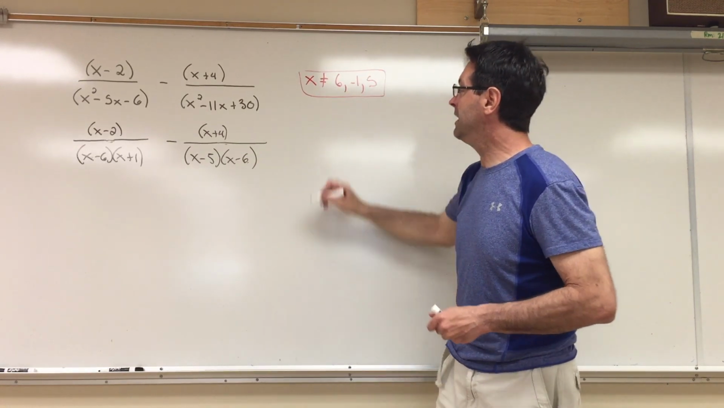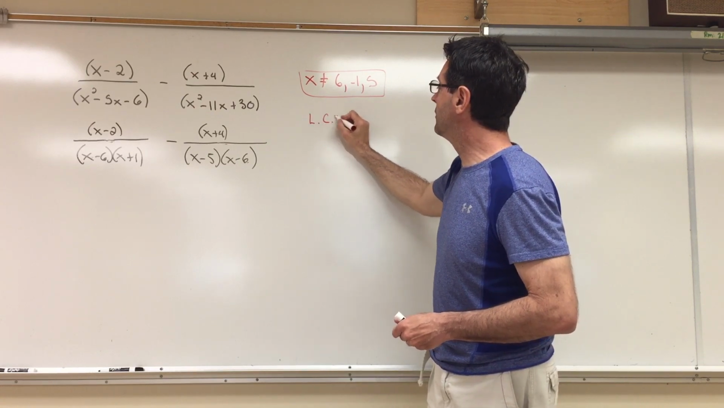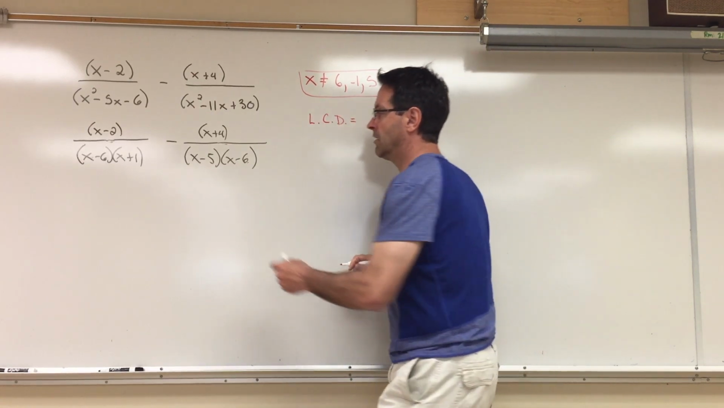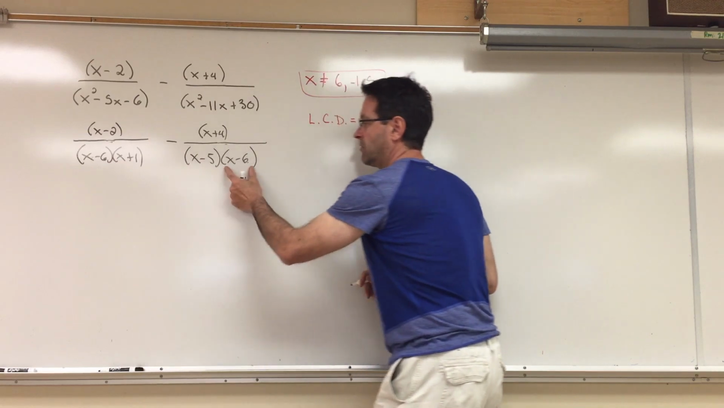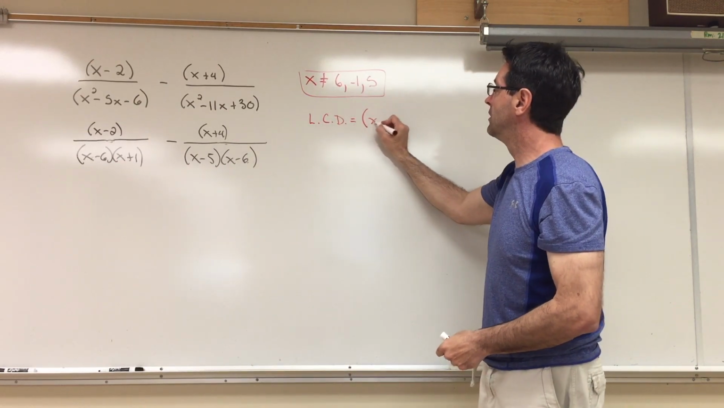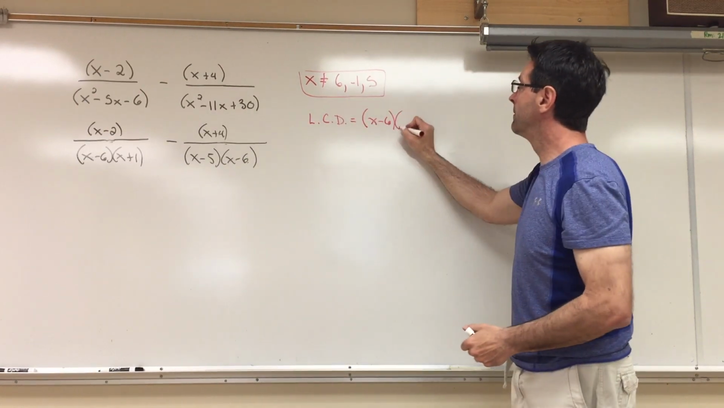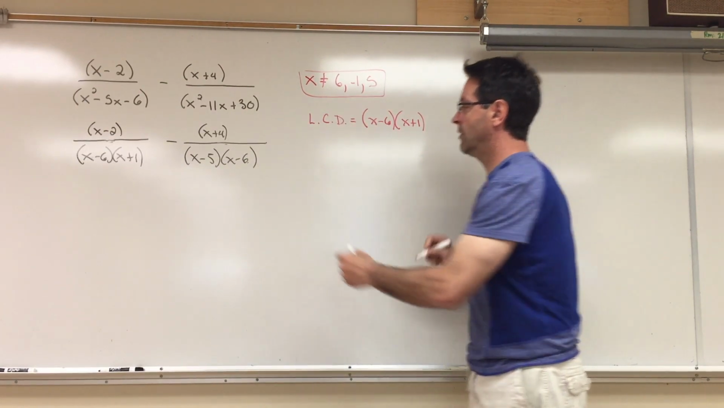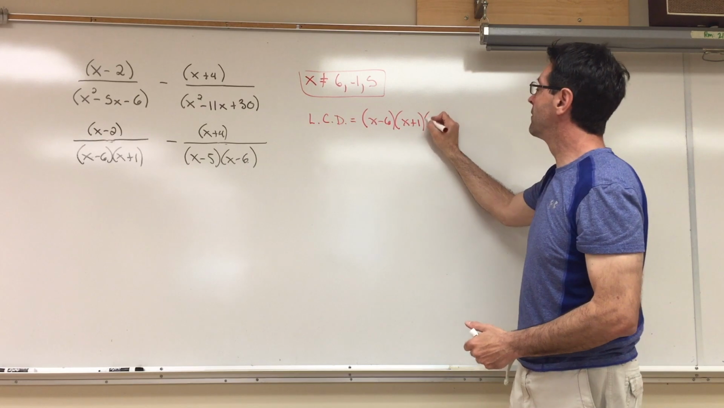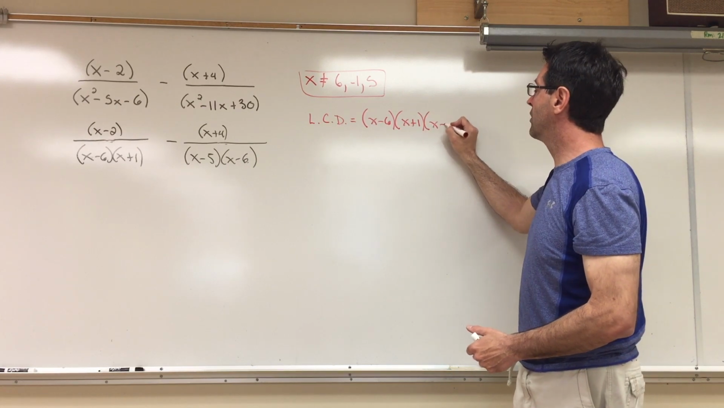Now, what's our LCD? Our lowest common denominator. Once again, we have the x minus 6 and the x minus 6. We only have to list it once. We have an x plus 1. And we have an x minus 5. There's our lowest common denominator.